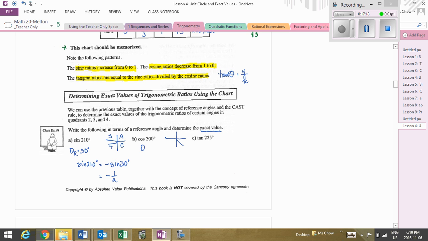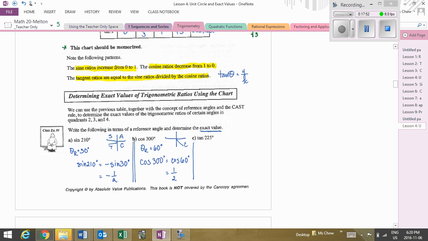We can also see that the reference angle is 60 degrees. Cosine is positive in quadrant 4, so for that particular ratio, we recognize then that cosine of 300 degrees is going to be exactly the same as cosine of 60 degrees, because cosine is positive both in quadrant 1 and quadrant 4. Cosine of 60 degrees is 1/2, so cosine of 300 degrees is also 1/2.